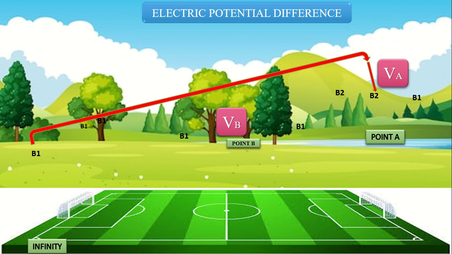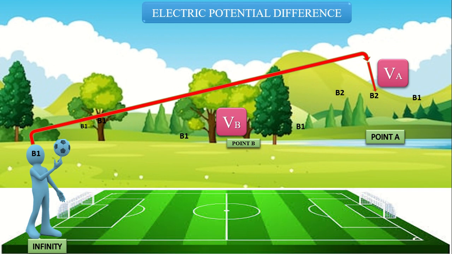You already know what electric potential is. Now I am diving into the main topic, electric potential difference, which I will explain again by taking the example of two boys, B1 and B2. Consider one boy at a point at infinity, let us call him the blue boy, B1, and another at point A, let us call him B2, a red boy.